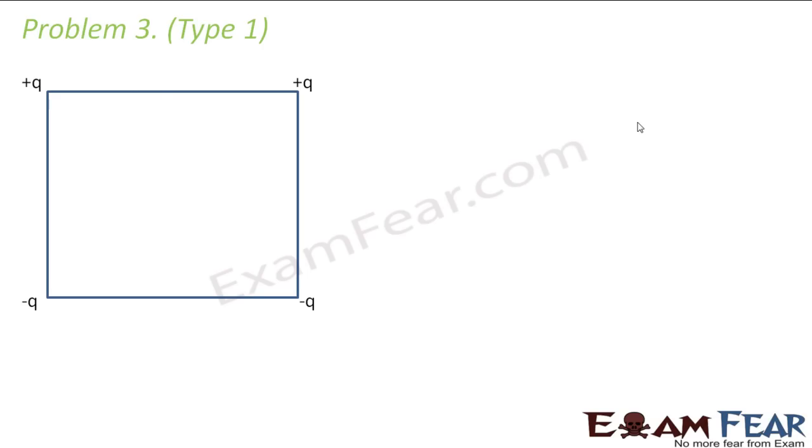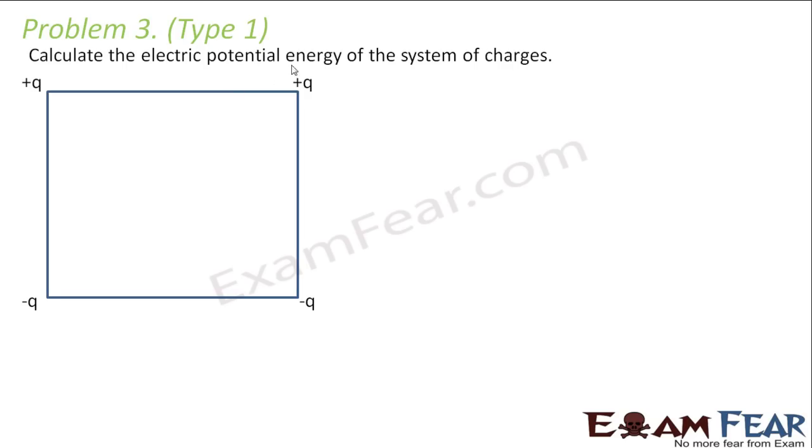Let us look at another type of problem. When related to this lesson on potential energy or electrostatic potential, you will most of the time face problems where you are asked to calculate the net potential of a system of different kinds of charge distributions. One of the most common kinds is where you have a geometrical figure with different charges distributed along its vertices. Have a look at this figure. Here you have a square with plus q, plus q, minus q, minus q along the four vertices. You have to calculate the electric potential energy of the system of charges.